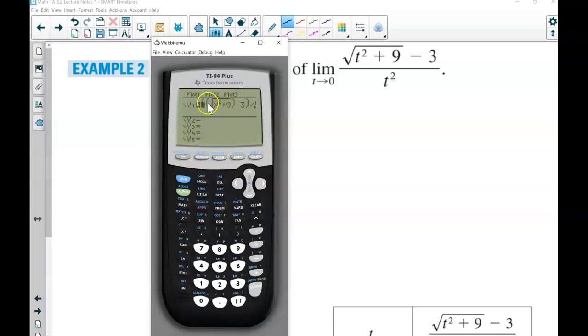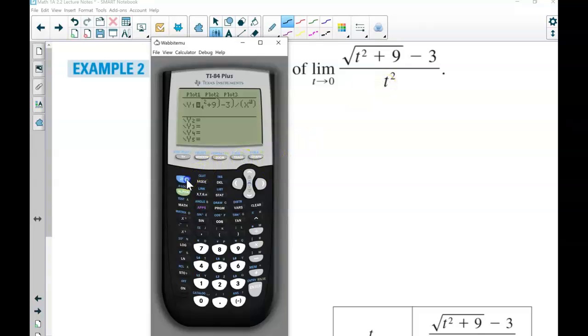Now it's really important to make sure that you're using grouping parentheses so you don't get any errors, because sometimes if you're getting errors, it's because of the way you're entering the function into the y equals table. So here I'm putting in the function, and I'm using x instead of t. I have parenthesis, square root of x squared plus 9, close parenthesis, minus 3, close parenthesis, and then I have my division here, and I'm dividing it by x squared.